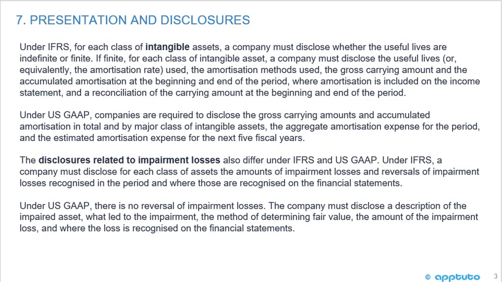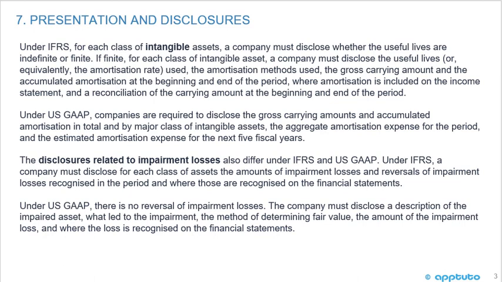GAAP, companies are required to disclose the gross carrying amounts and accumulated amortization in total and by major class of intangible assets, the aggregate amortization expense for the period, and the estimated amortization expense for the next 5 fiscal years. So that's an interesting little fact there.